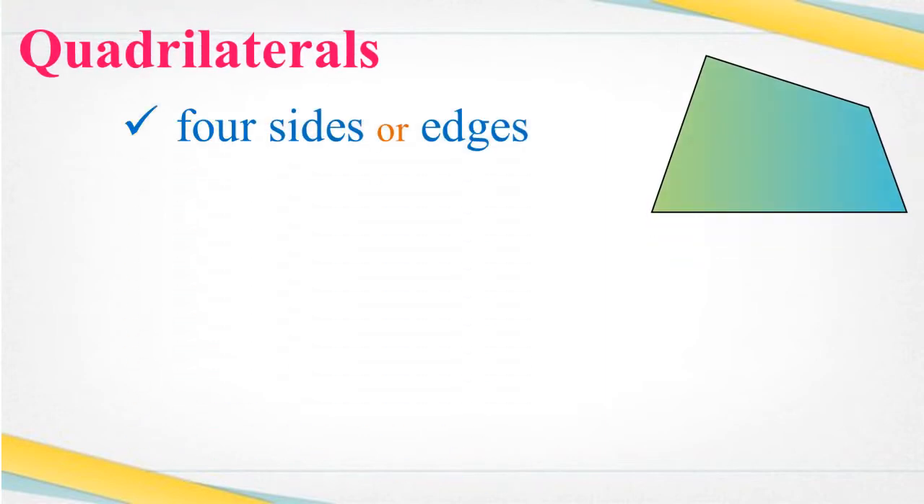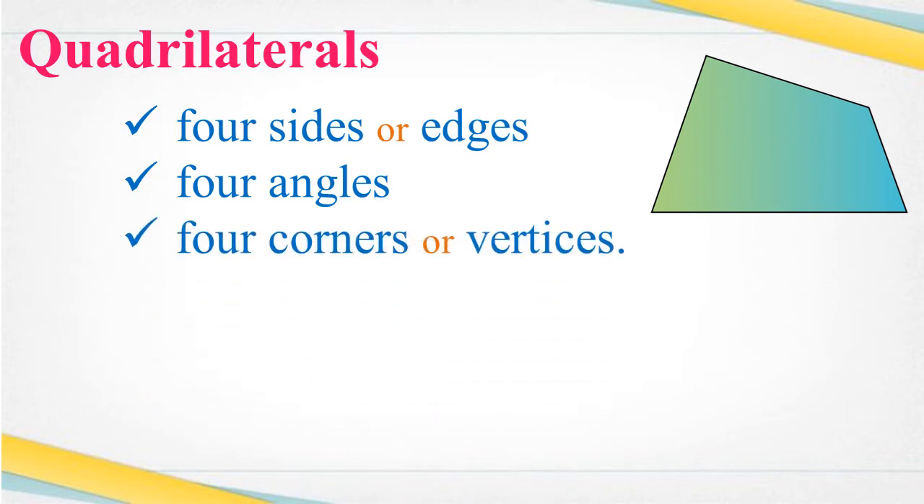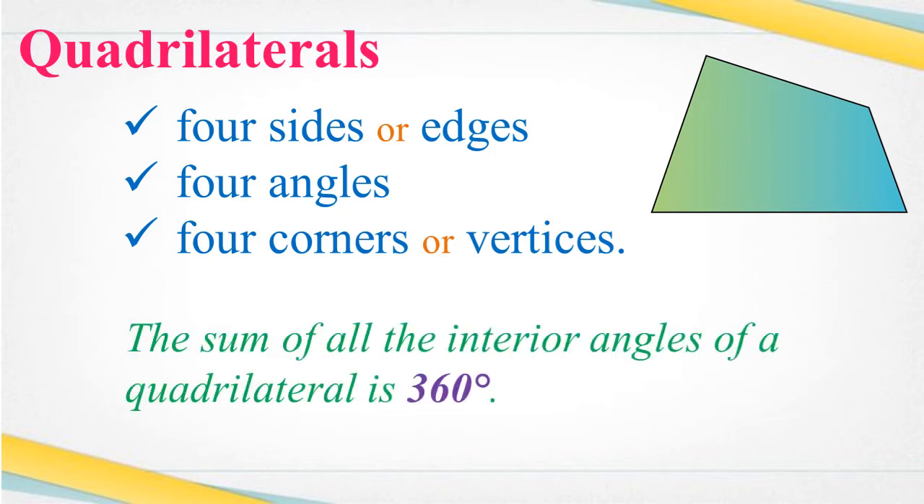Look at this picture. We have four sides or edges, and we have four angles, and four corners, or we can say vertices. The sum of all the interior angles of a quadrilateral is 360 degrees. So when you add these four angles, you will get 360 degrees.